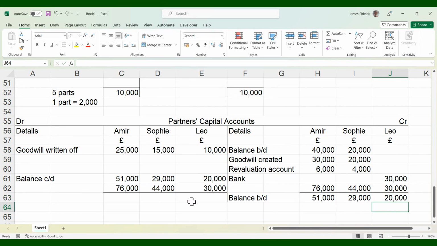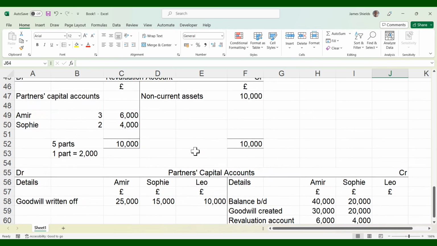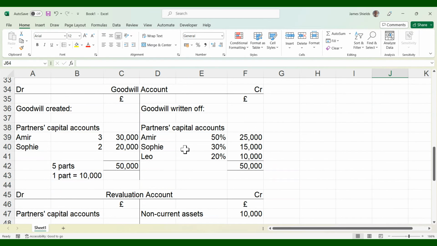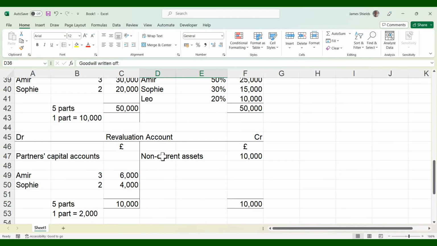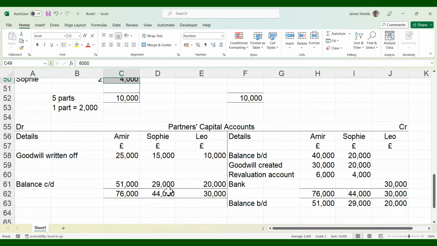So that's basically how to do partners' capital accounts. First of all, we prepared the goodwill account. We did the goodwill created, then the goodwill written off. Then we went to the revaluation account, and it was a gain or a surplus on non-current assets of £10,000. We then allocated that to the two original partners. Then we put all of the transactions into the partners' capital accounts, worked out the balance carried down and the balance brought down, and that's then completed our partners' capital accounts.